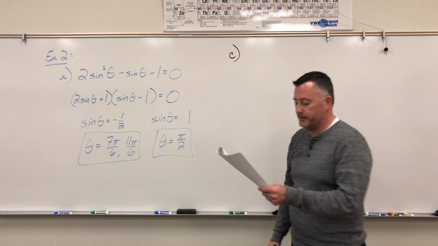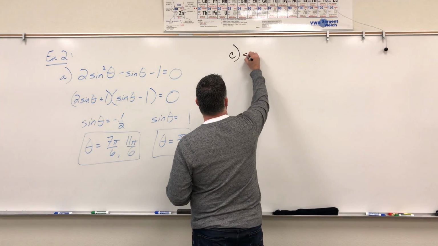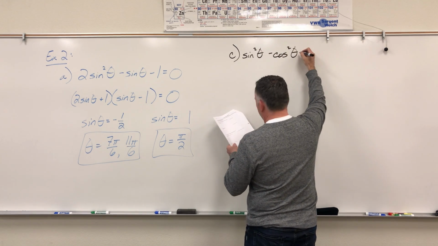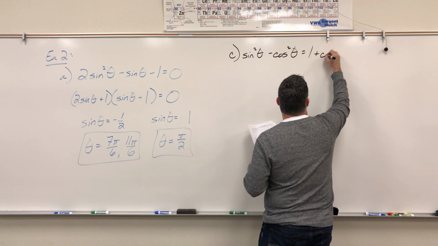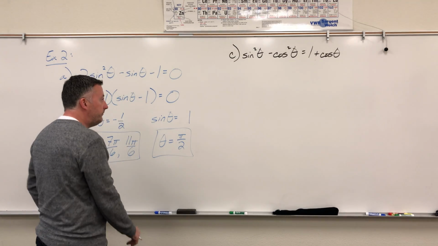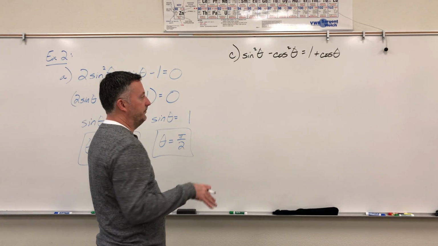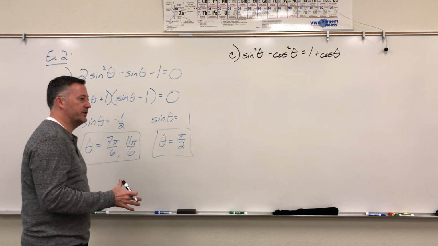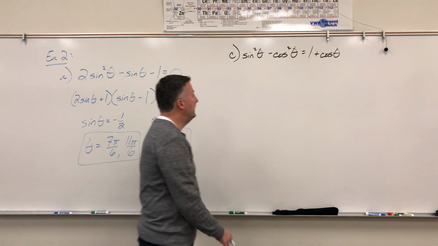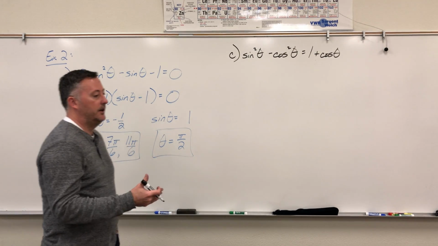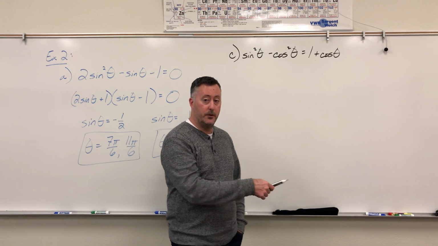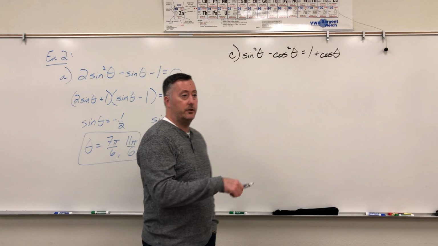Okay, so moving on to example C. Sine squared minus cosine squared equals 1 plus cosine. We've got a little problem with this. We have two different types of trig functions running around, and a single cosine on the other side. If you can get all of the trig functions to match, so they're either all sines or all cosines or all tangents, that's your goal.